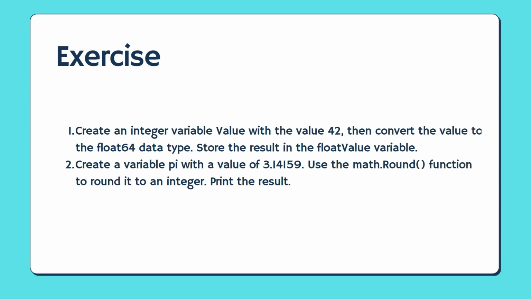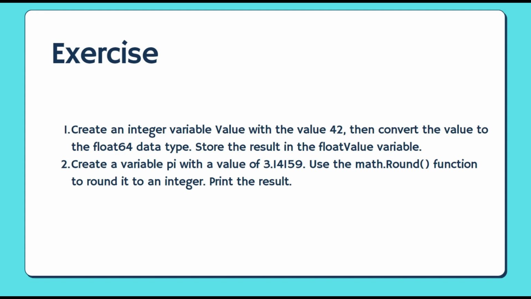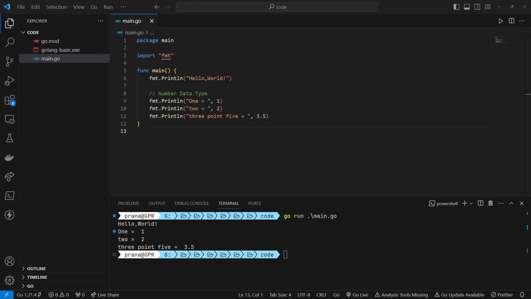Exercise. Number 1. Create an integer variable value with the value 42, then convert the value to the float64 data type. Store the result in the float value variable. Number 2. Create a variable pi with a value of 3.14159. Use the math round function to round it to an integer. Print the result.